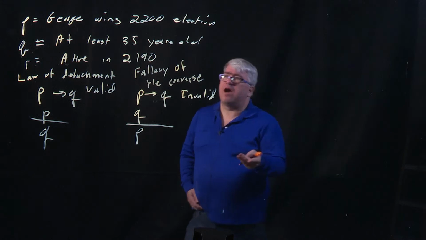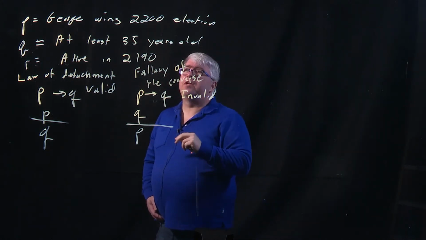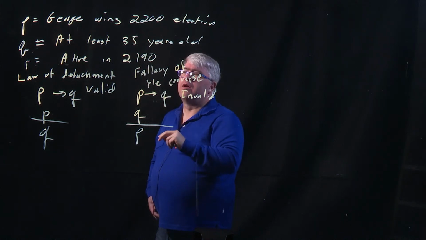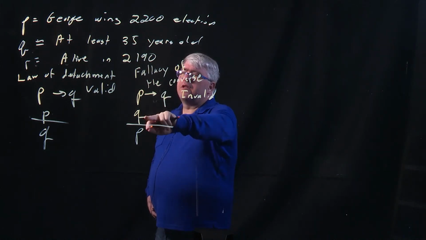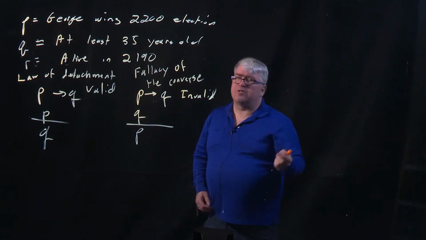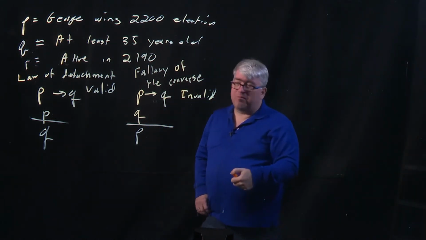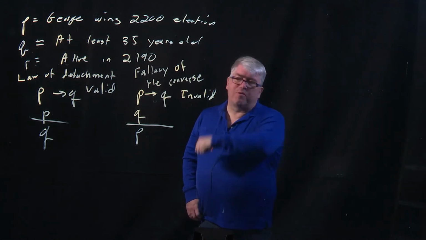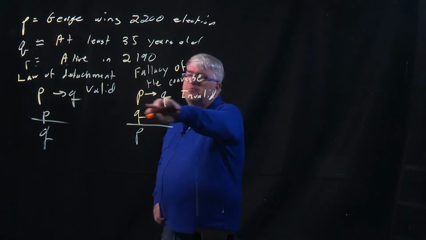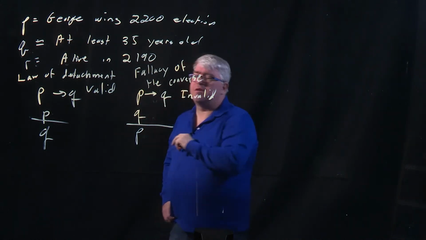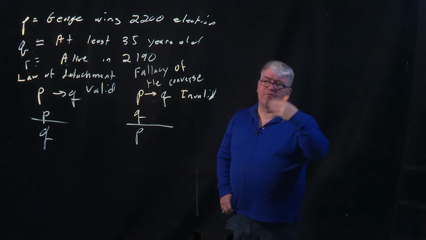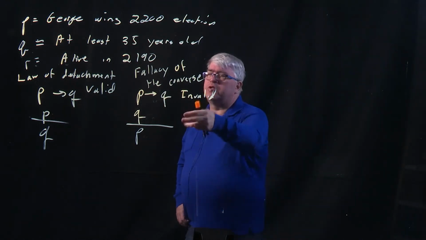So, reading out loud, if George wins the 2200 election, he is at least 35 years old, and then you say he's at least 35 years old, therefore he won the election. Not so. It's not true in any election. There's plenty of people over 35 years old who never won the election. So, okay. Just because both of these things are true does not mean the third thing must be true. The truth of the last thing does not flow from the truth of the first two.